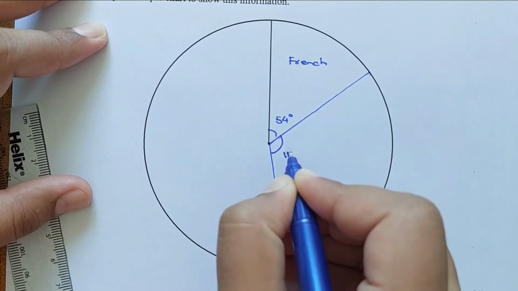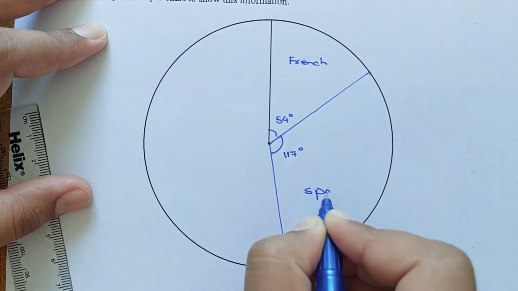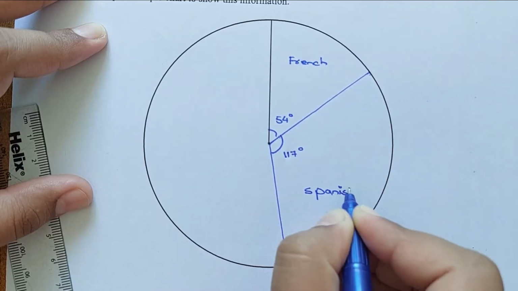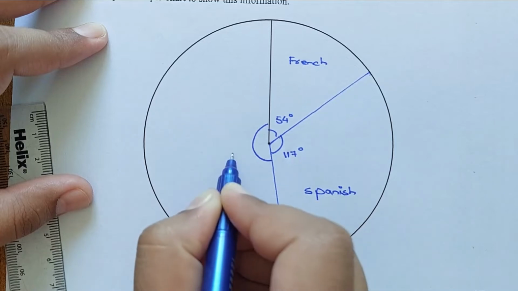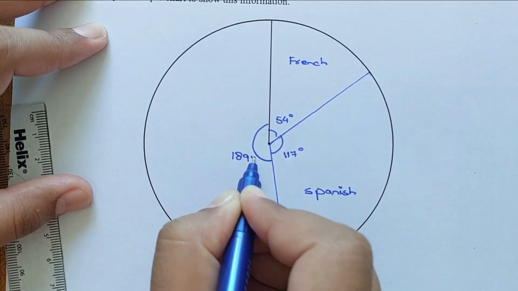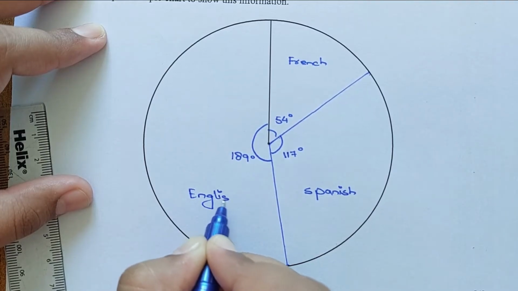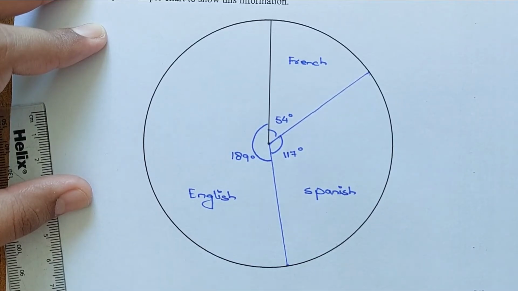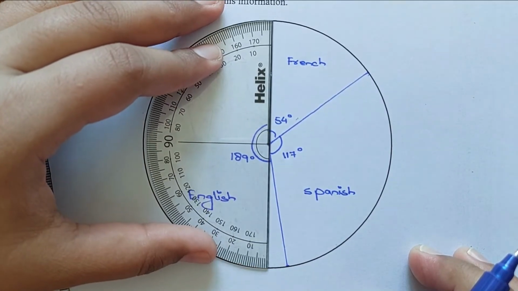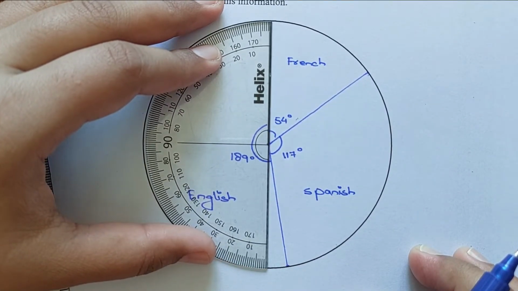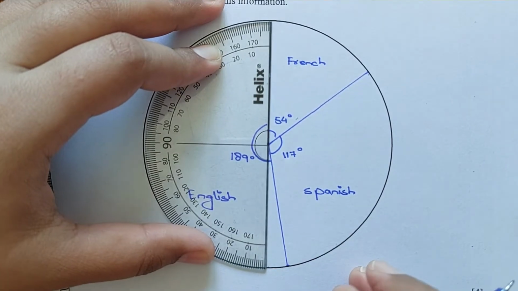This is 117 degrees, and this is for Spanish. And the rest is for the English, which is 189 degrees. The pie chart is completed. Let me check. This is 180, right? So in 180 we have to add 9 to get 189.